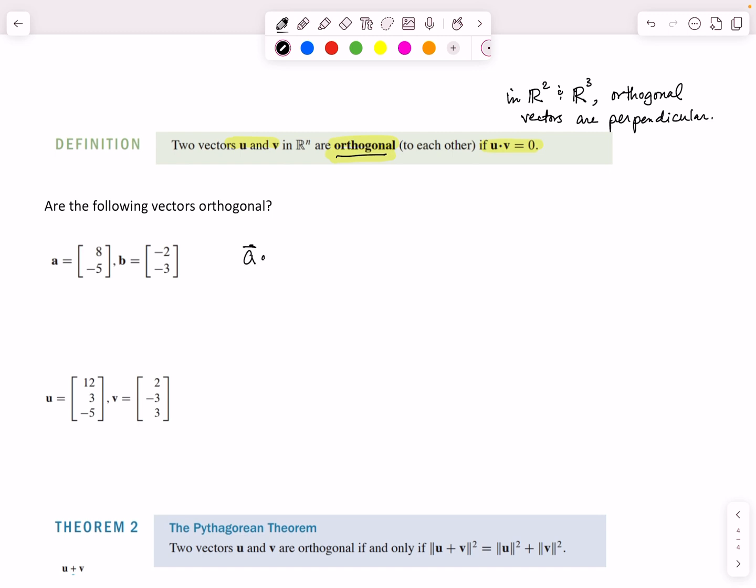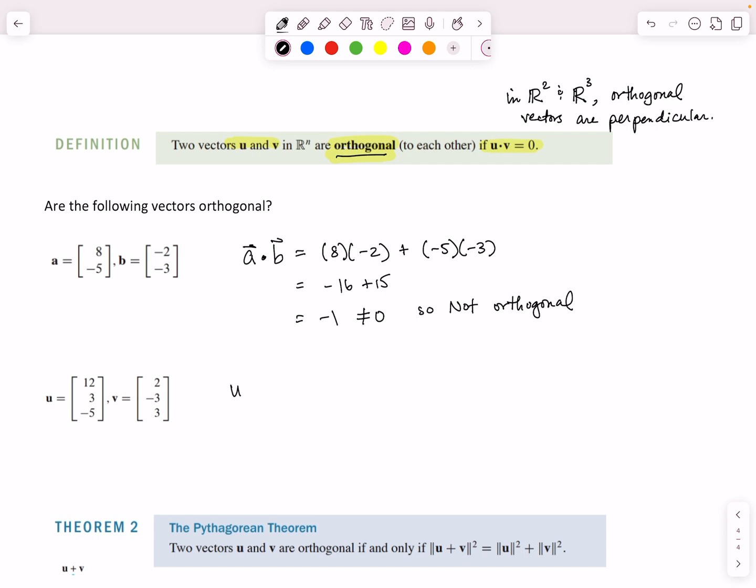So if we check these two vectors A and B and we do their dot product, all we have to do is multiply corresponding entries and add the results up. Minus 5 times minus 3, so I get minus 16 plus 15, I get negative 1, which is not 0. So these are not orthogonal. They're not perpendicular.